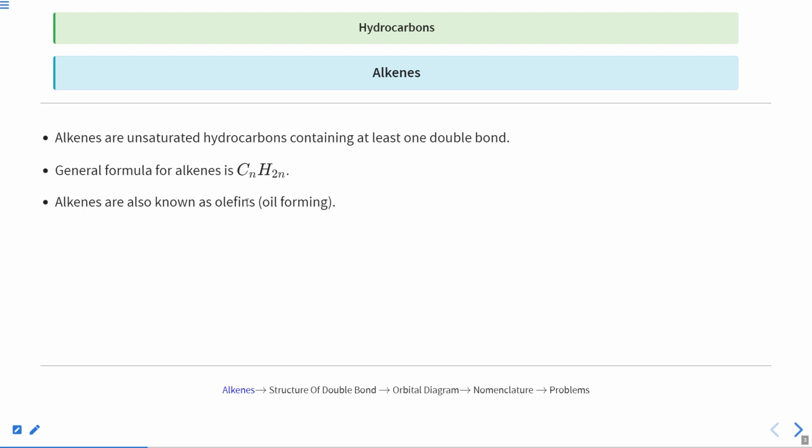This is important because you have already studied these two things in class 10th. If you have not studied them, then you can just go through this. But this point is important. Why am I saying that this name is important? Because sometimes in the questions, alkenes may be referred to with the help of the name olefins, and that may confuse you if you are unaware of this name. So you should be aware of this common name of alkene, that it is also named olefin.